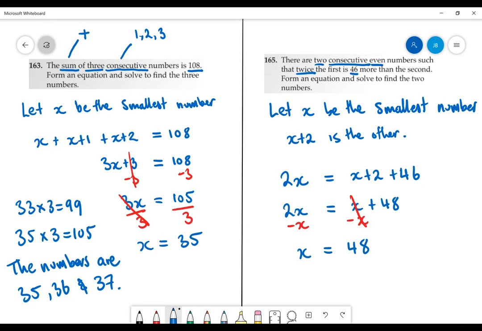But remember that we're not quite done yet. That's the smallest number, so the other one must be 50. So the numbers, and we're done.